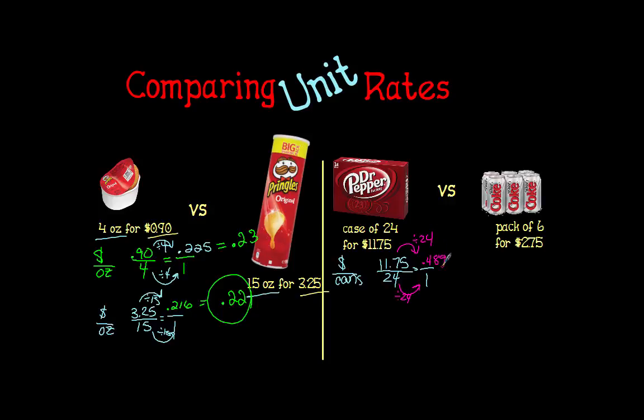And then for my pack of 6, I'm still dealing with money over cans. It costs $2.75 for 6 cans. And I need to know how much for 1 can. Well, I'm going to divide by 6 on the top and the bottom, which will leave me at 0.458.